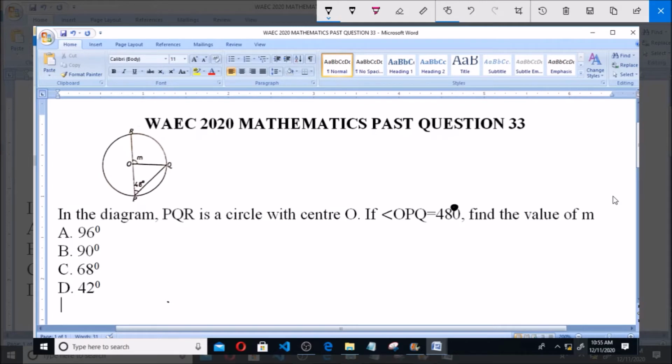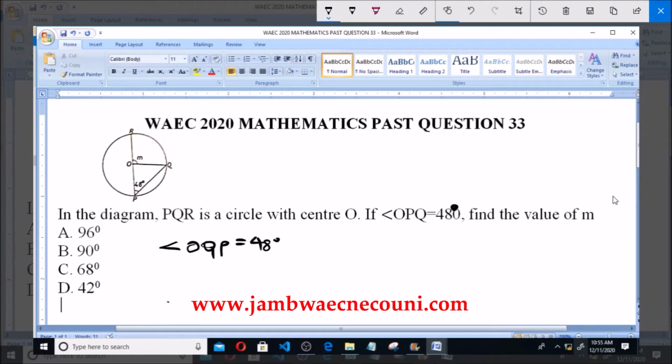Now, angle OQP is equal to 48 degrees also. Angle OPQ, that is this angle. Now we say this angle is 48 degrees because looking at this here, you see that this is a triangle. This is the radius of a circle, and also from here is the radius of a circle, because this O here represents the center of the circle.